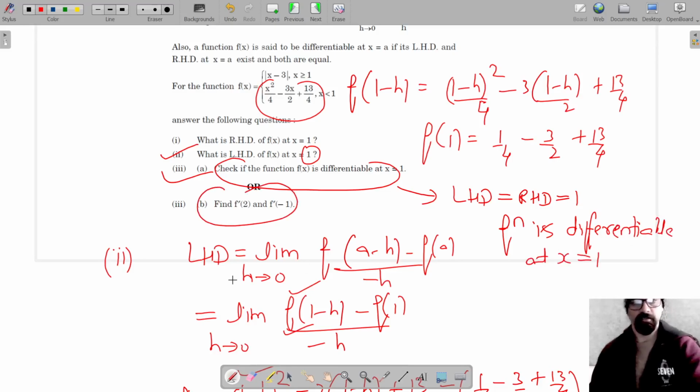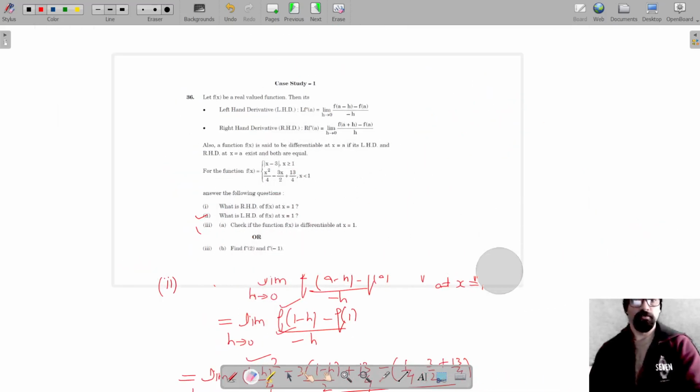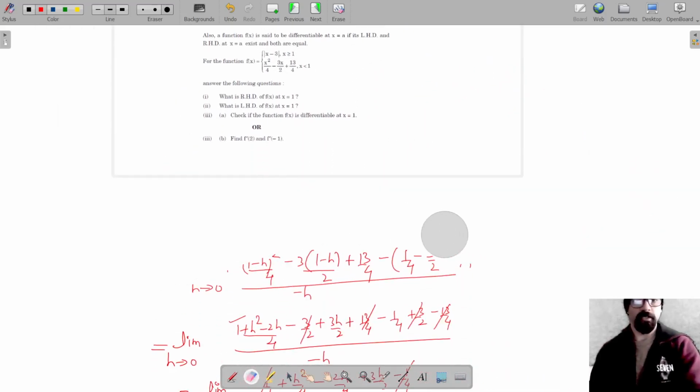Now we have to find, let's move on to the OR part.